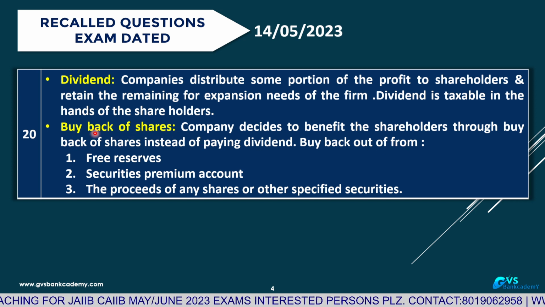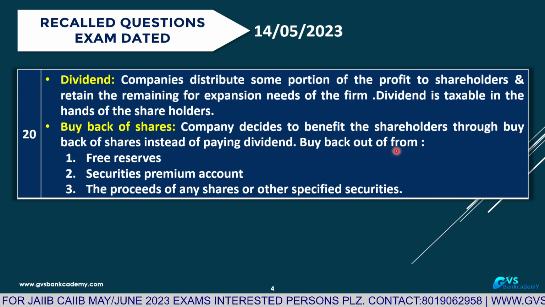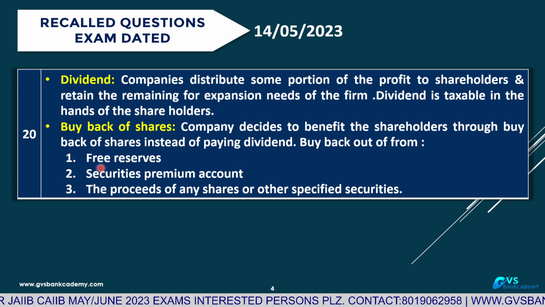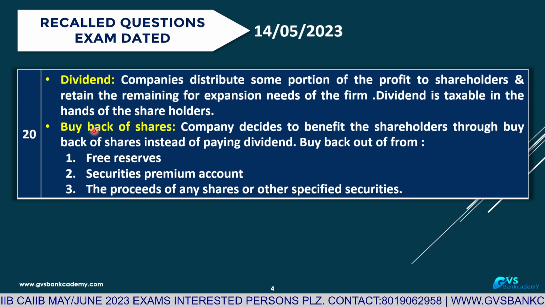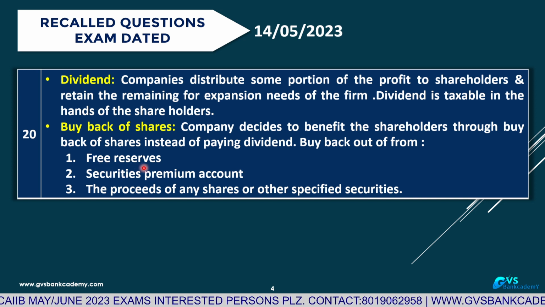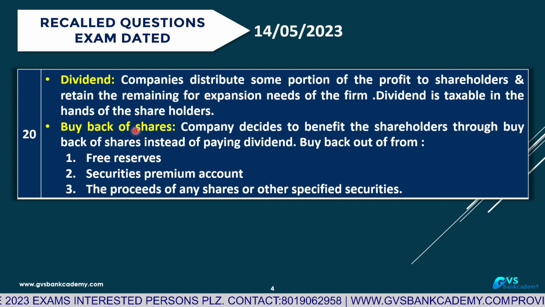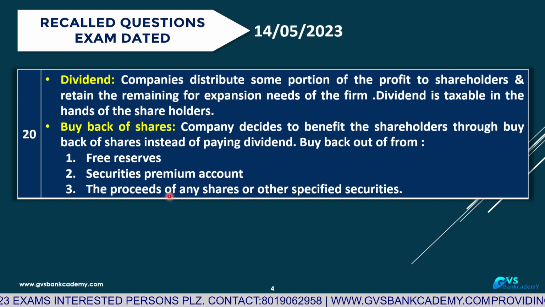Now, how is the buyback of shares funded, where is the source of funds? Out of free reserves. All companies create free reserves, which can be utilized for buyback of shares. Securities premium account can also be used for buyback of shares. The proceeds of any other shares issued, other specified security.